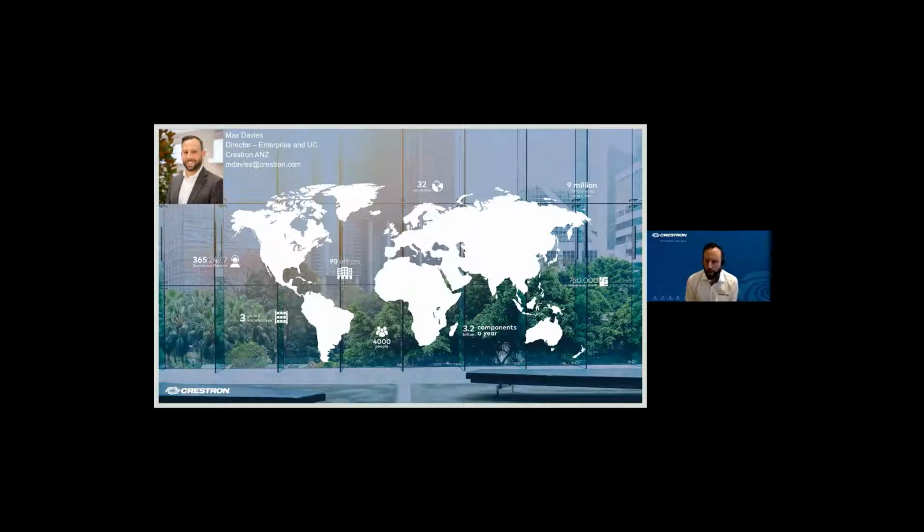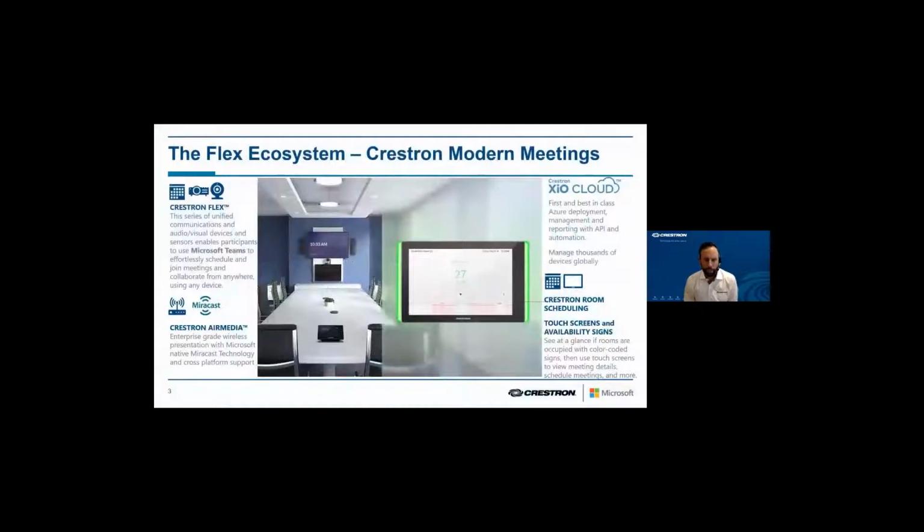We're based globally. As I said, I'm based down in Sydney, and we have 90 offices globally, upwards of 4,000 people, and we're a privately owned organisation. Innovation is really at the heart of our core, and we design and integrate all of our own solutions. I'm here to talk to you about the Flex ecosystem as it relates to Crestron Modern Meetings.